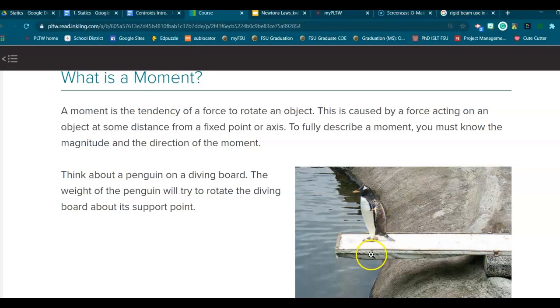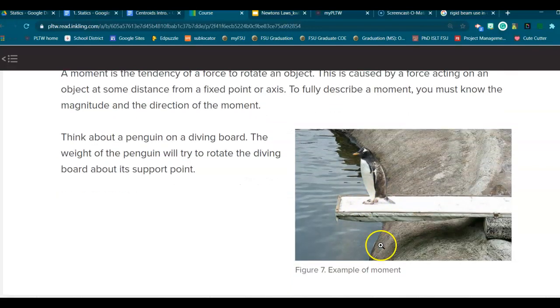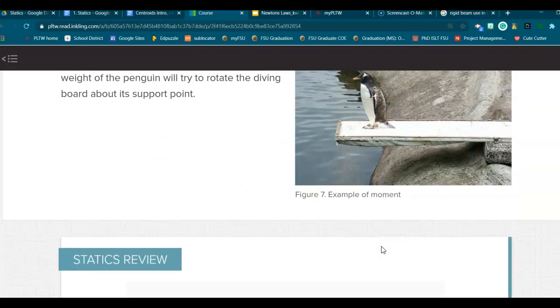By him standing here, it's got to bend a little bit, maybe so he can hop off. Or maybe it's really sturdy. We don't know, but we can do the math on that.